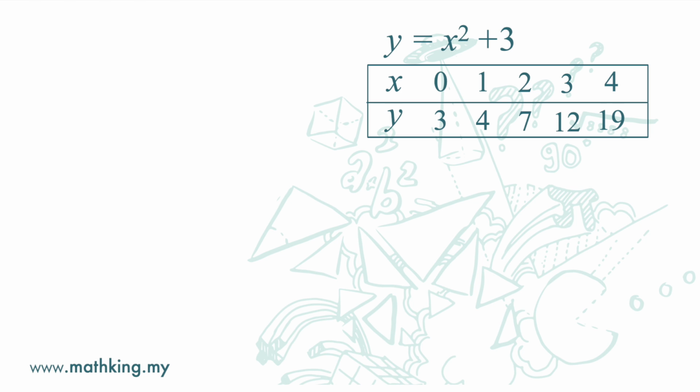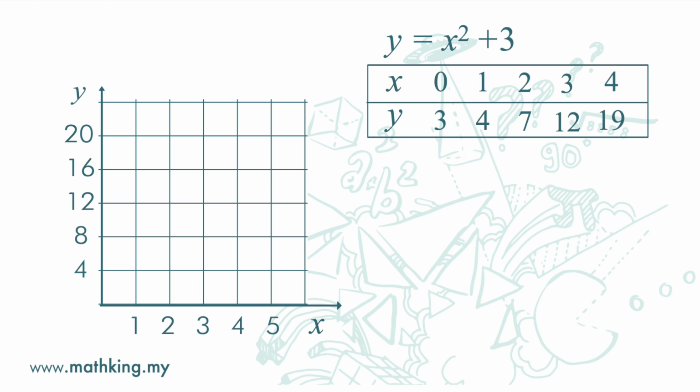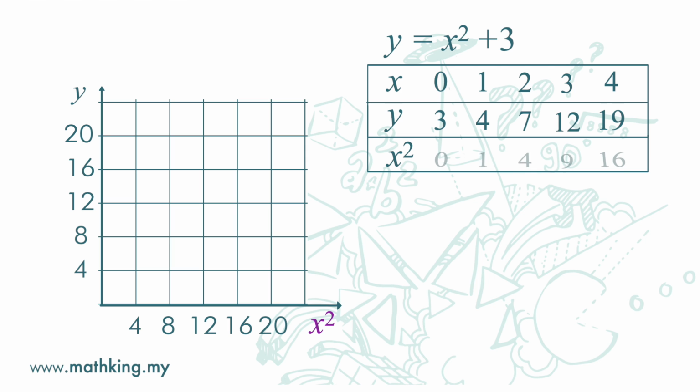One more example. This is the table of values for the equation y equal x squared plus 3. If we plot the values on a graph, of course we will get a curved line. But then we can make it into a straight line by making x squared the horizontal axis instead of x. Let's do it step by step. First, we have a new row for x squared. And the values are 0, 1, 4, 9, 16.